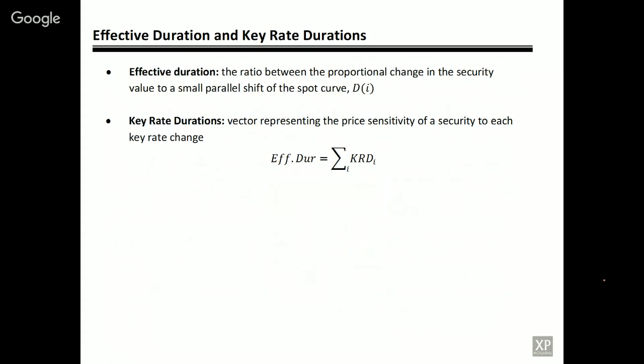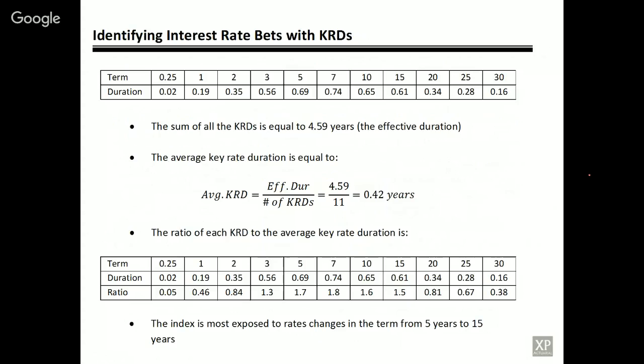The new concept here is key rate durations, which are a vector representing the price sensitivity of a security to each key rate change. And the sum of our key rate durations is equal to our effective duration.